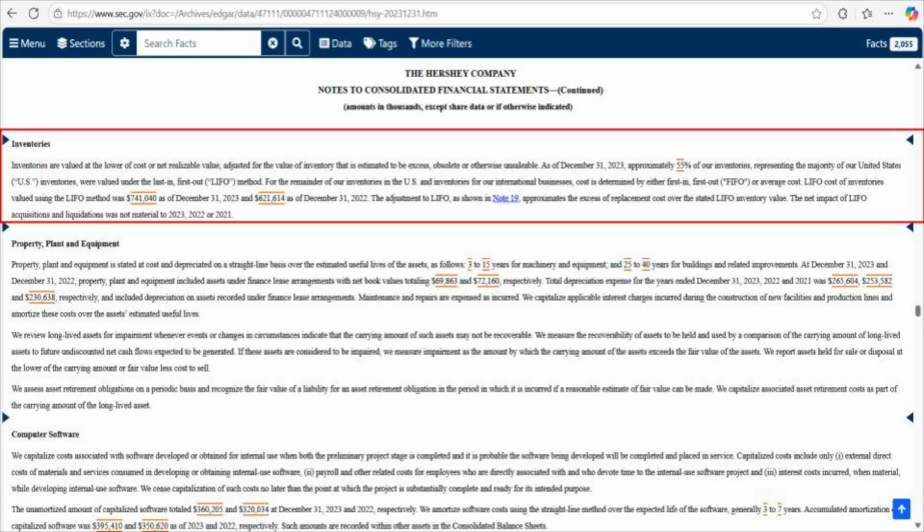Despite chocolate expiration and the fact that chocolate produced first is generally distributed and sold first, the Hershey's Company valued the majority of its inventory using the LIFO method in 2023. Why would they do this? A company can choose either method to manipulate calculations to work in their favor.